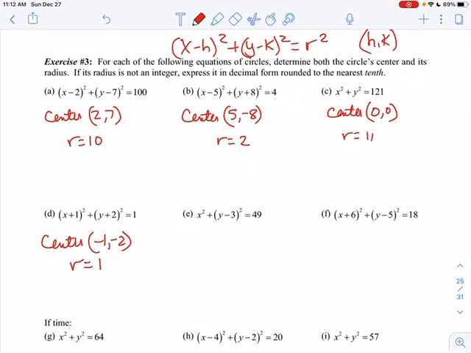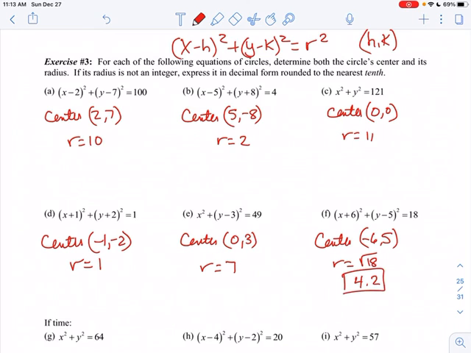On E, one of them has a number and one doesn't. So the center is going to be 0, 3, and my radius is the square root of 49, which is 7. And on F, my center is negative 6, positive 5, and my radius is the square root of 18, and they said they wanted us to do this to the nearest tenth. So the square root of 18, do it in your calculator. Nearest tenth is 4.2.